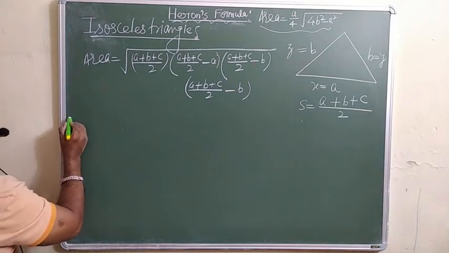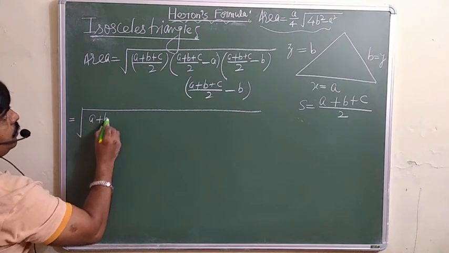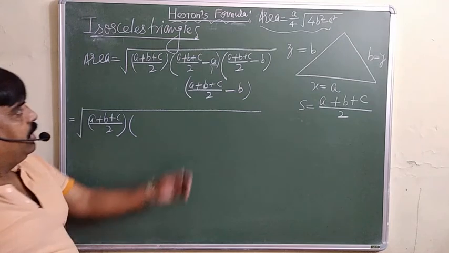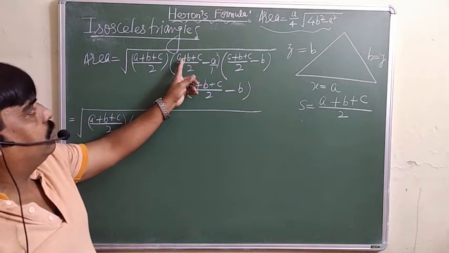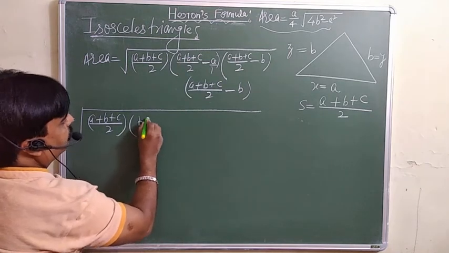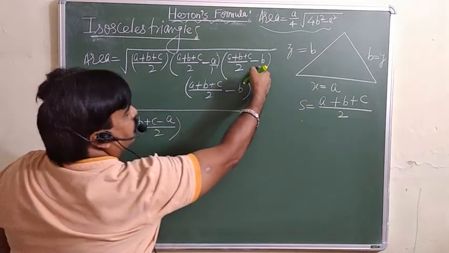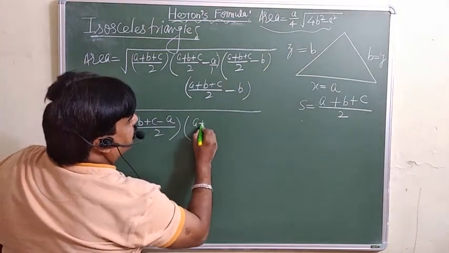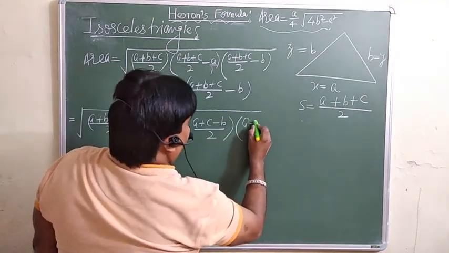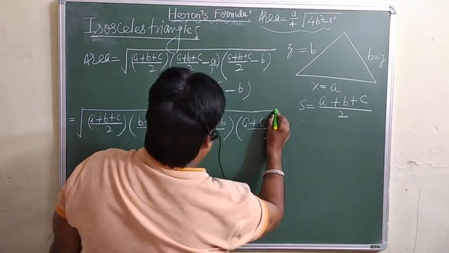So look at here now, this can be written as under root A plus B plus C by 2 as it is. Here you can put the 1 here and then subtract. So what you will get here is A plus B plus C minus 2A over 2. So that is B plus C minus A over 2. Here you will get A plus C minus B over 2, into here A plus C minus B over 2. This is what you are getting.